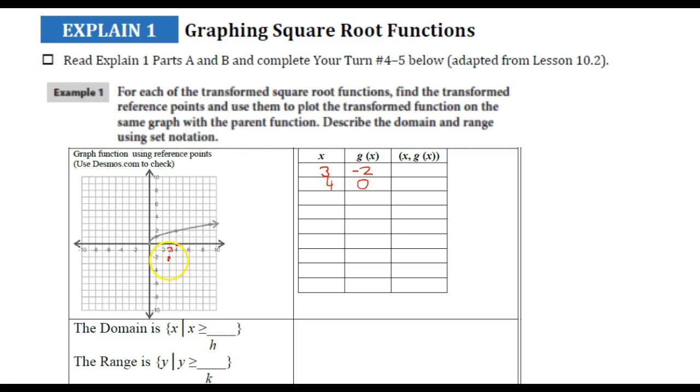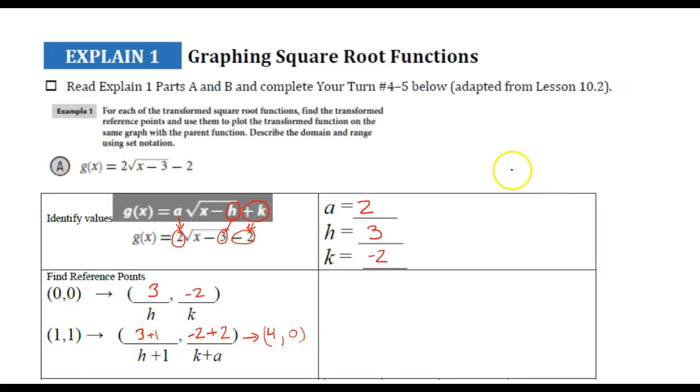So you'll notice here that the function has kind of shifted. Those two are a little different. We can also use Desmos, just like it says here, to check our reference points. So I will be doing that right now, using Desmos to check our equation, which was right here.